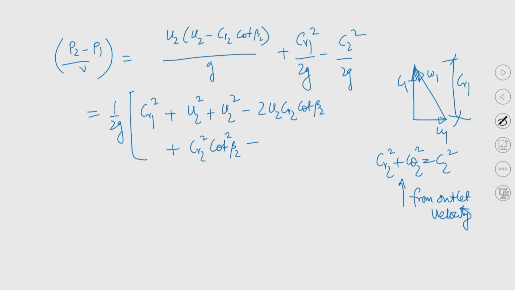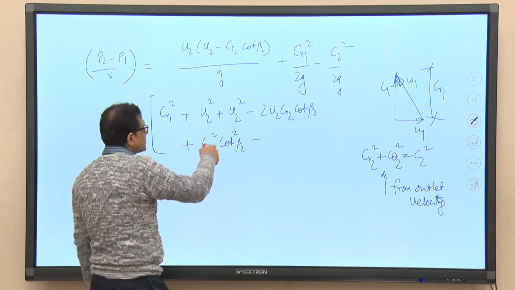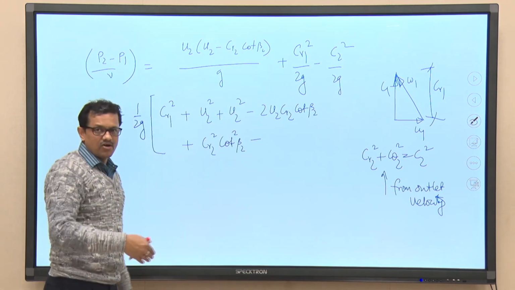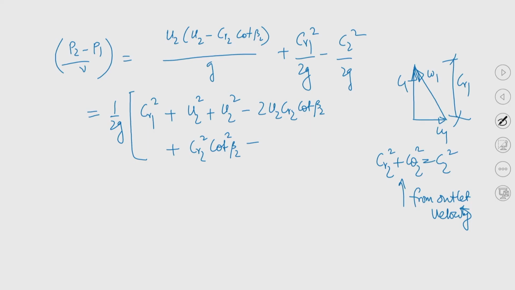So, I am adding this term, so I have to again subtract this term from this expression. I am adding this term to write this expression in a compact form. So, if I subtract this, and also CR2 square is there, so minus C2 square, that is minus CR2 square minus C theta 2 square, okay, and minus CR2 square cot square beta 2.